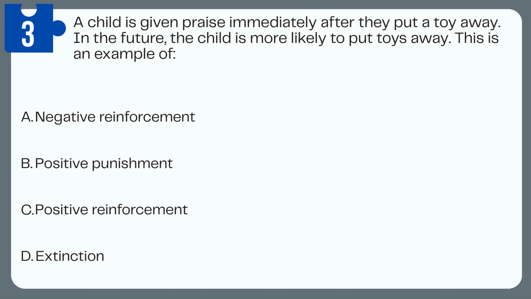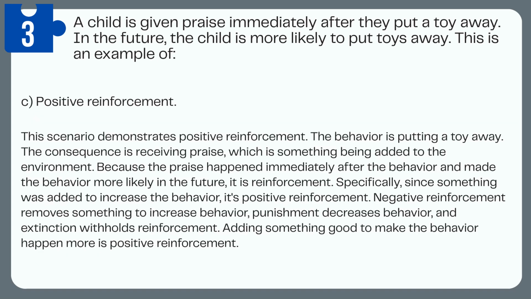Question 3. A child is given praise immediately after they put a toy away. In the future, the child is more likely to put toys away. This is an example of A. Negative reinforcement. B. Positive punishment. C. Positive reinforcement. D. Extinction. Answer C. Positive reinforcement. This scenario demonstrates positive reinforcement.